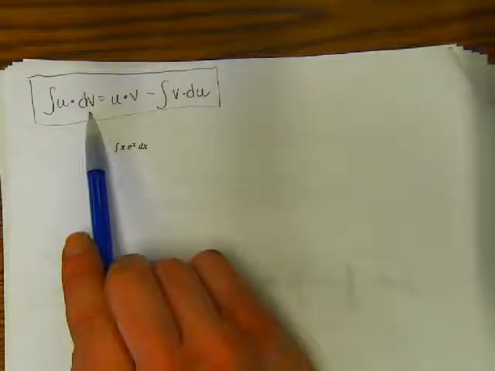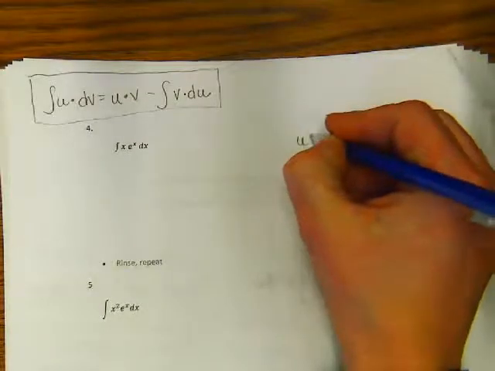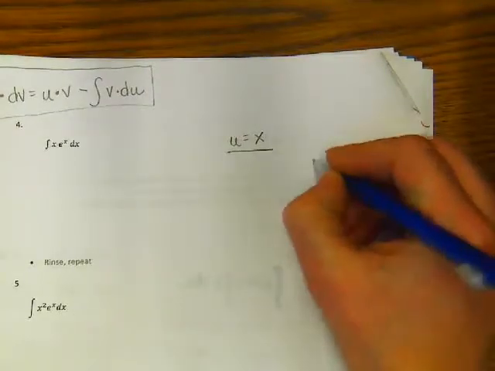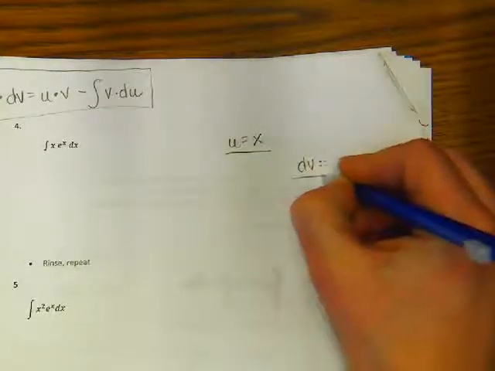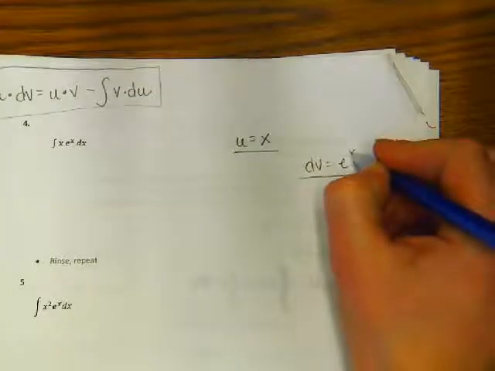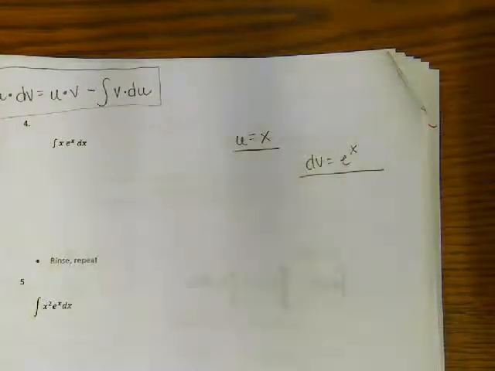So our rules for picking u were that we wanted to make sure that the derivative of u was simpler than u, and our rules for picking dv were that it's something we can integrate. Now that doesn't necessarily help us out a ton here because really those apply to both, but I'm going to let u be x. That's what I'm going to pick. I'm going to underline these things, and dv I'm going to pick to be e to the x.